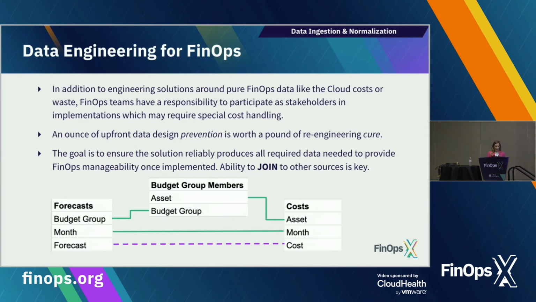In addition to engineering solutions around pure FinOps data, like cloud costs or waste, there's going to be circumstances where special cost handling is necessary. And we as FinOps people need to try to get ahead of those circumstances, because an ounce of upfront data design prevention is worth a pound of re-engineering cure or headache. And even a little bit of bad data can spoil the whole process. So we need to hold our data providers to a really high standard. And so the key outcome here is the ability to relate or join the data sources together to provide a complete end-to-end picture for end users.